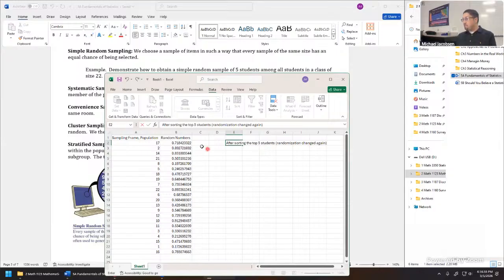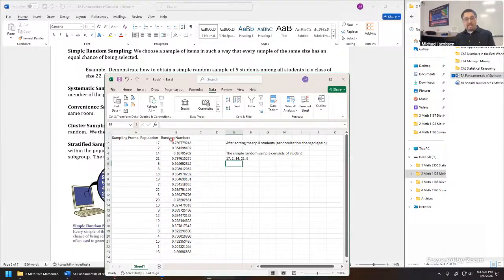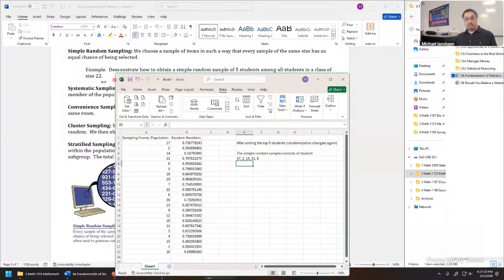Just as a little note there, because the numbers do look funny, they seem to not really convey what we were saying, top 5 students. The simple random sample consists of student 17, 2, 14, 21, and 8. So those 5 had the top 5 random numbers right before we randomized that one time. So that's a process. There's lots of different ways to do this. Statistical software can streamline this a little bit better, but if you ever have to do a random sample, maybe it's a project later on, this would be a great way to do it.